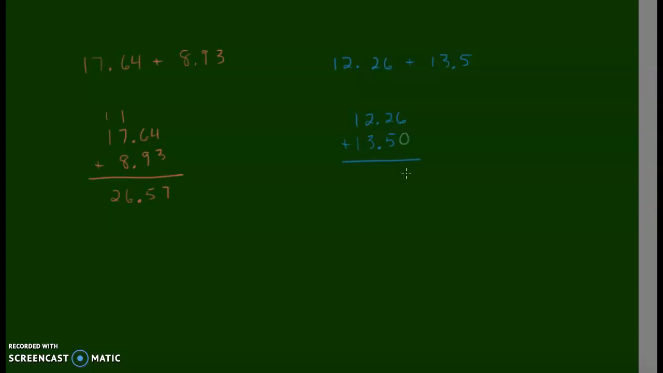So 6 hundredths plus 0 hundredths is 6 hundredths. 2 tenths plus 5 tenths is 7 tenths. Bring down my decimal. 2 plus 3 is 5, and 1 ten plus 1 ten is 2 tens. So my answer for that problem is 25 and 76 hundredths.